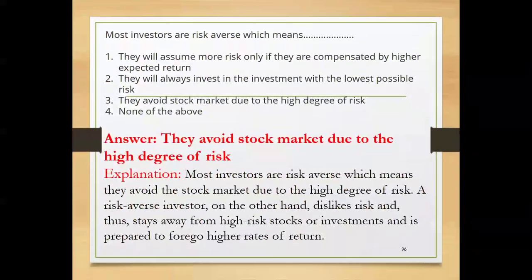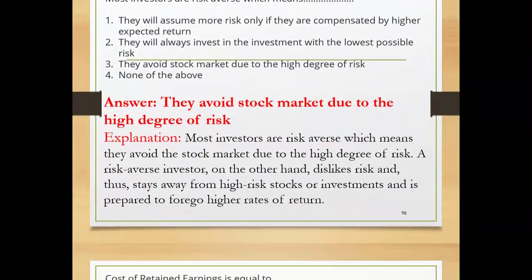Most investors are risk averse, which means they will assume more risk only if they are compensated with a higher expected return. They will always invest in the lowest possible risk. They avoid stock market due to high degree of risk. None of them. The correct answer: they avoid stock market due to the high degree of risk. A risk averse investor dislikes risk and thus stays away from high risk stocks or investments and is prepared to forego higher rates of return.